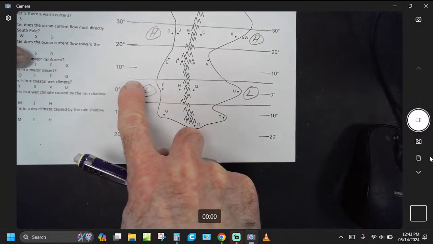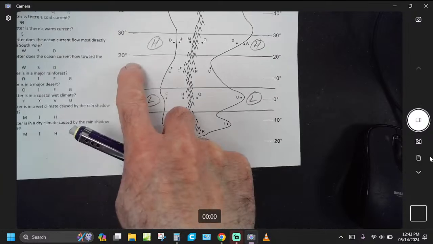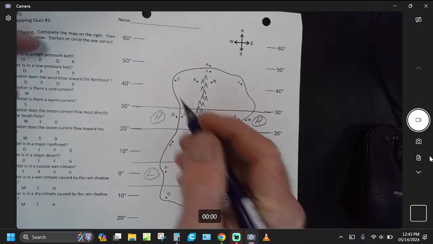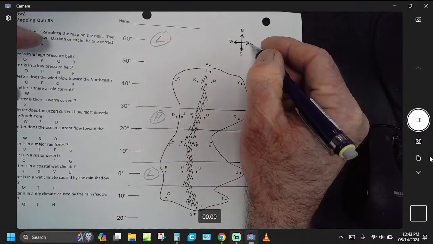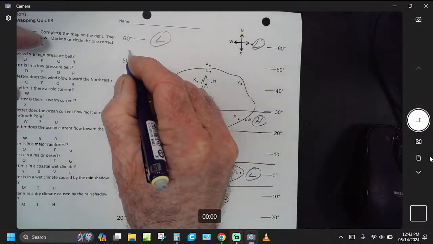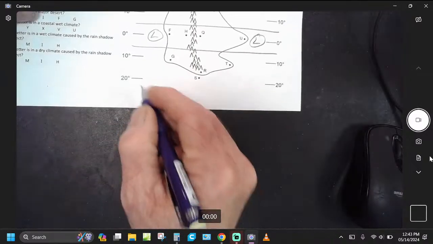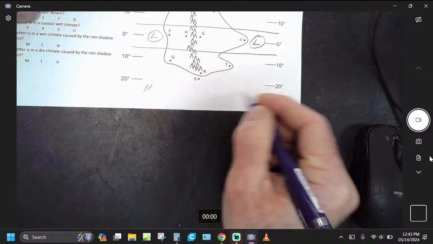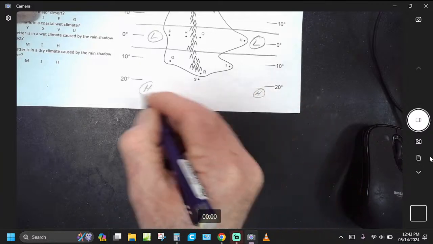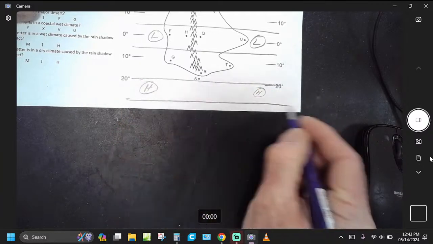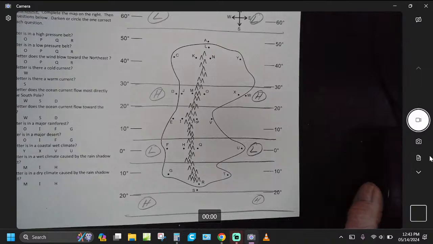There's always low pressure from 5 degrees north to 5 south. There's always high from 20 to 30. And there's always low pressure at 60 degrees, and it spans from 55 to 65. And then down here, there would always be high pressure at 25 degrees, which means from 20 to 30 right in there. So those are all the pressure belts.